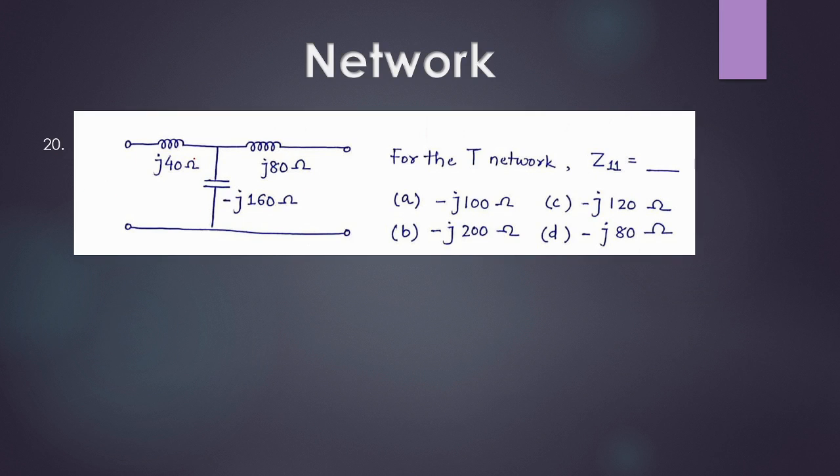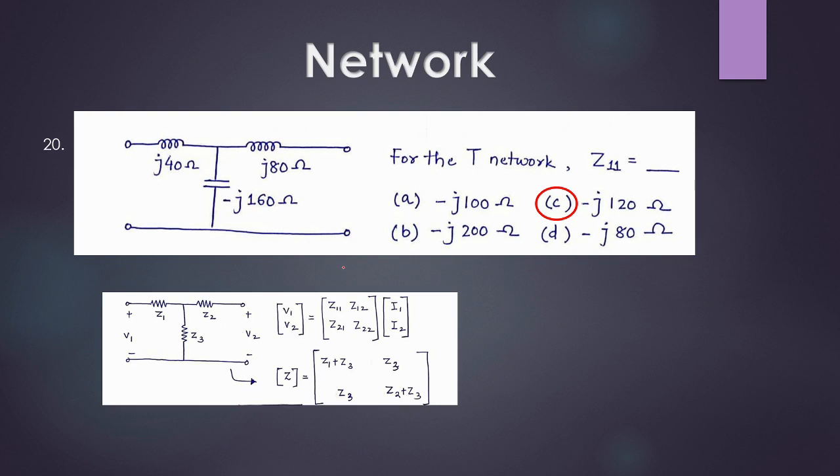So the 20th question. Here it is given for the T network. You know that for a T network, finding Z is easier by the formula. Here it is asking about Z11. We need to apply the formula. What is Z11? Z11 equal to nothing but Z1 plus Z3, I mean this plus this. Let's see what is the solution.